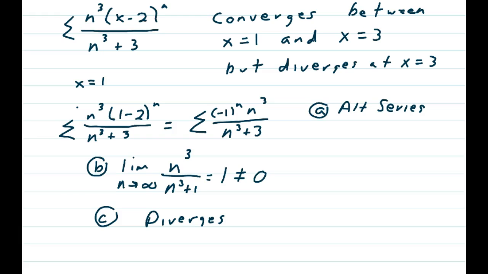So now we check the other endpoint, which is x equals 1. Plugging in 1 for x, we get the summation n cubed (1 minus 2) raised to the nth over n cubed plus 3. Then you subtract 1 minus 2 to get negative 1. And it creates an alternating series, (negative 1) to the nth, n cubed over n cubed plus 3. So of course we can use the alternating series test. First condition, limit as n approaches infinity of n cubed over n cubed plus 3 is equal to 1. That's not 0. So the other endpoint, x equals 1, also diverges.